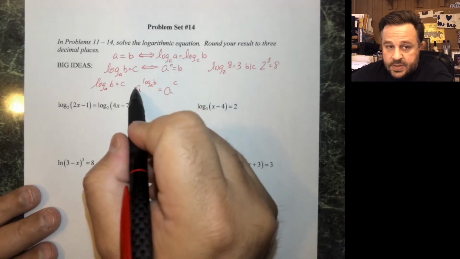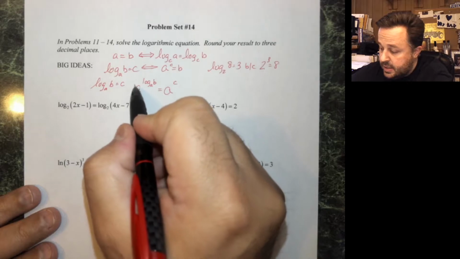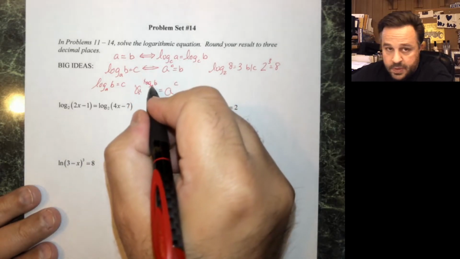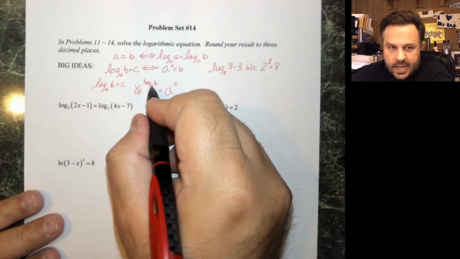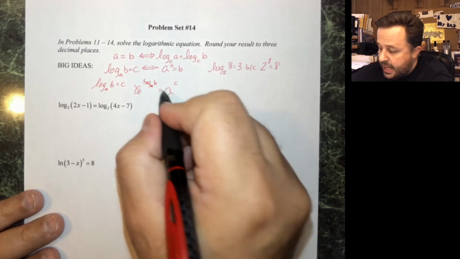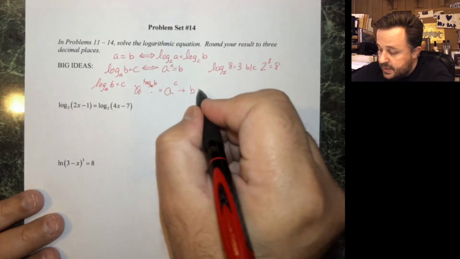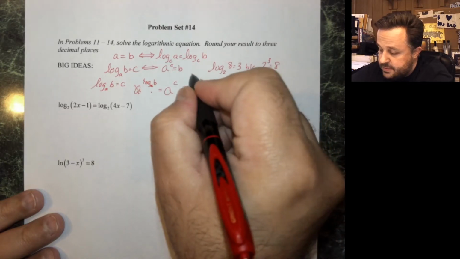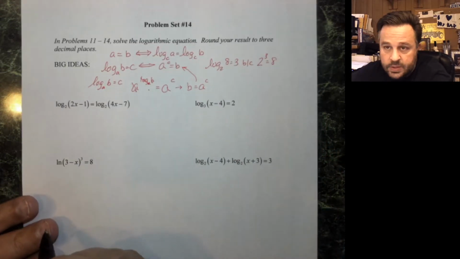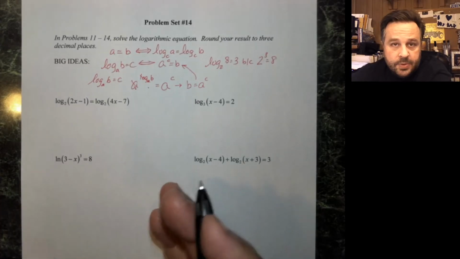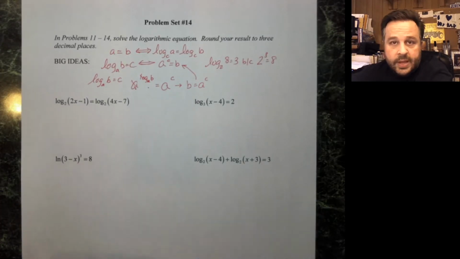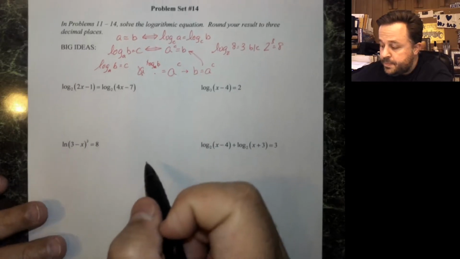So what happens here is this A cancels out the log base A, and I'd refer you back to problems 9 and 10 for that. And so what we get here on the left side is B is equal to A to the C power, but that's really what we got up here anyway. So you can either exponentiate both sides of an equation or just rewrite that as an exponential equation. All right, so let's take a look.